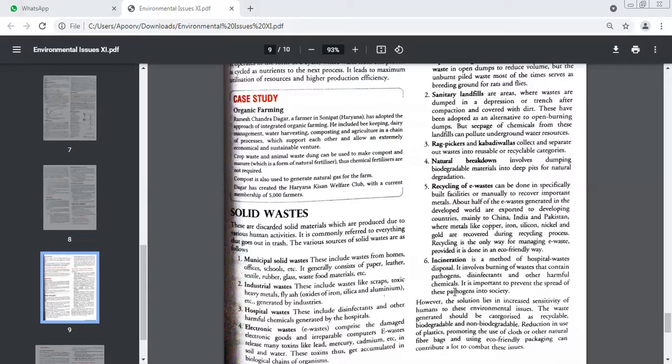About half of the e-waste generated in the developed world is exported to developing countries. Now imagine, for the developed countries it is e-waste, so they export it to us, developing countries like India, Pakistan. Copper, iron, silicon, nickel, gold are recovered during the recycling process. What do we do? In a very eco-friendly way.